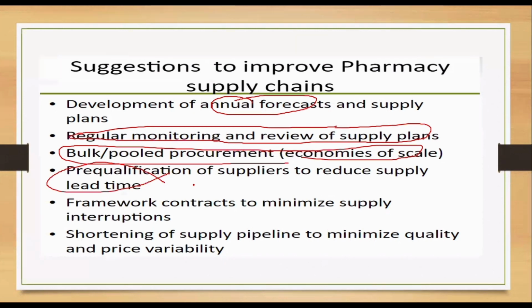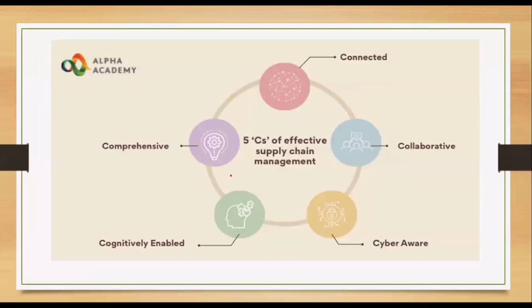And proper contracts have to be formalized, and they have to minimize supply chain interruptions. And shortening of the supply pipeline to minimize quality and price variability. These are the different suggestions for the supply chain.